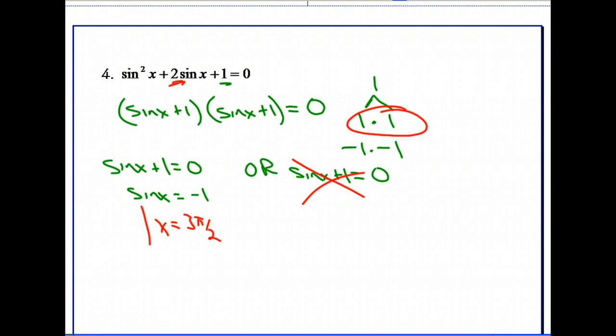Done. Okay, start the problem. We had a square. When it's a trig function squared, we could have gotten up to 4 answers. But look, we factored it. We got the same thing twice. That cut our answers in half, so now we're down to 2 answers. When the sine is 1 or negative 1, that's at the top of the unit circle, at the bottom of the unit circle. It only happens once. So in this problem, we only got 1 answer.